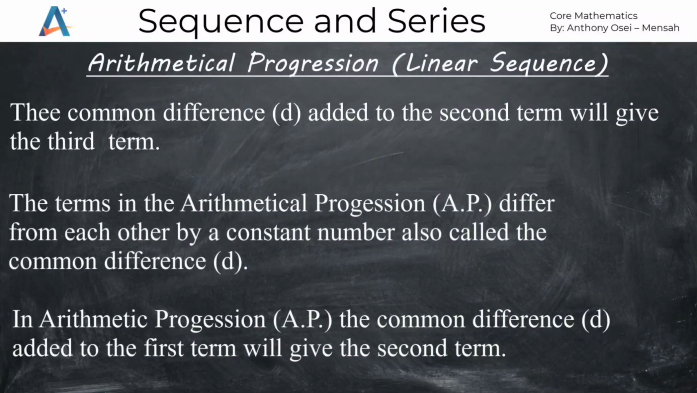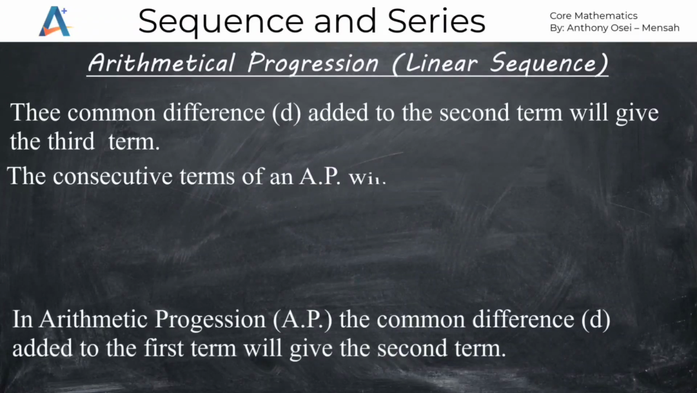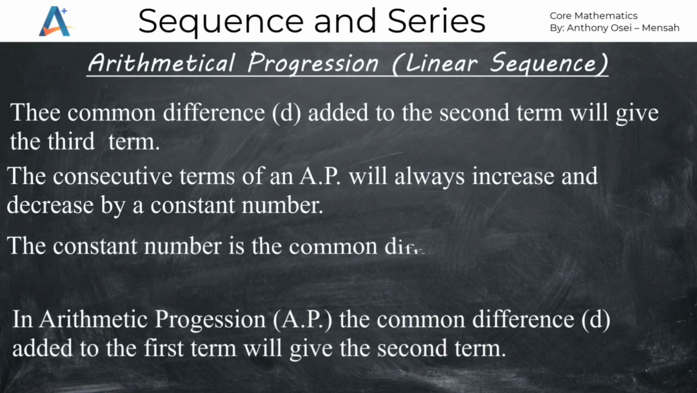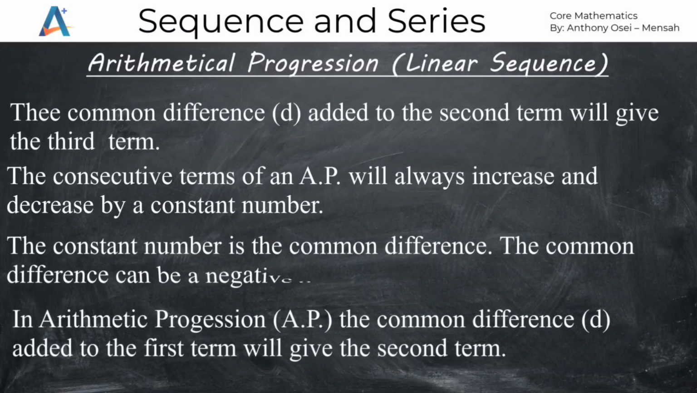Another name for arithmetical progression is what we call the linear sequence. The consecutive terms of an AP will always increase or decrease by a constant number. The constant number is the common difference. Please note that the common difference can be a negative or a positive number.